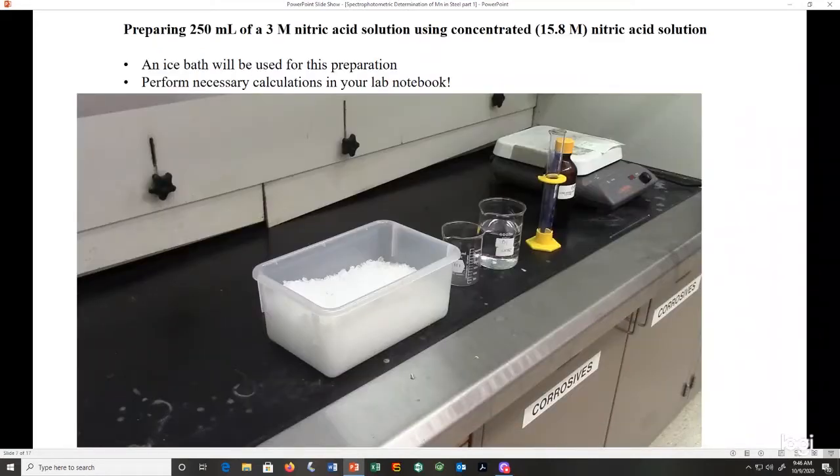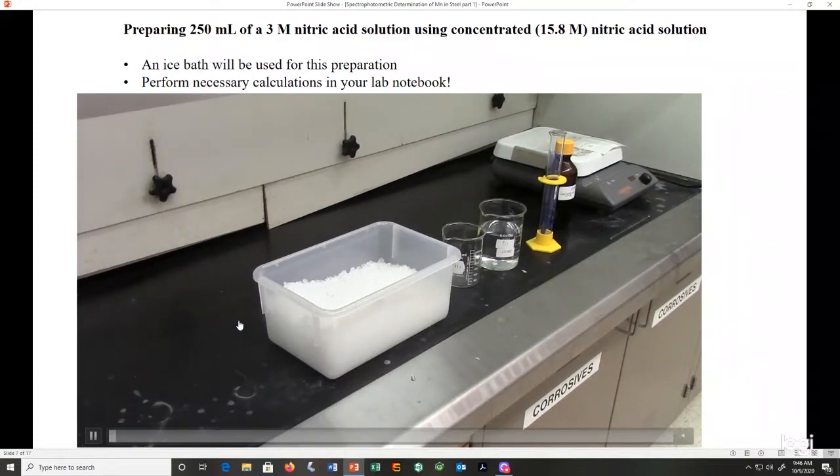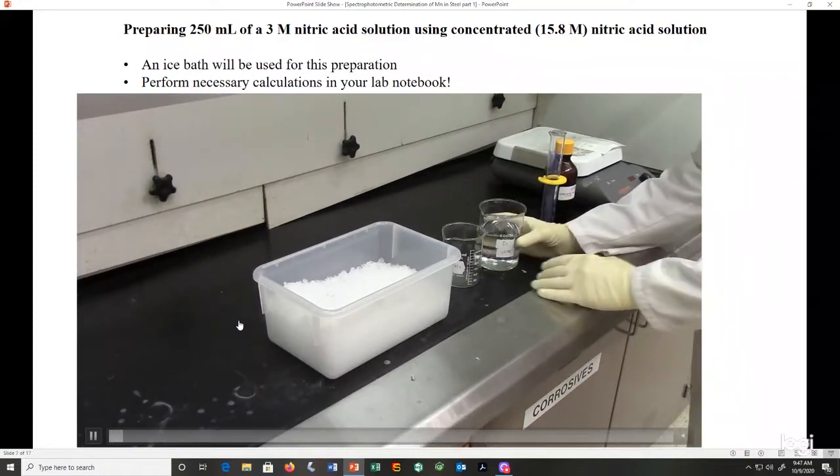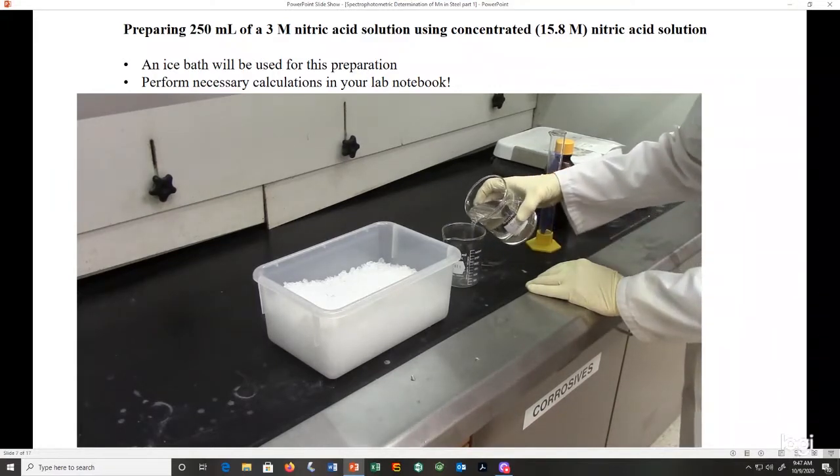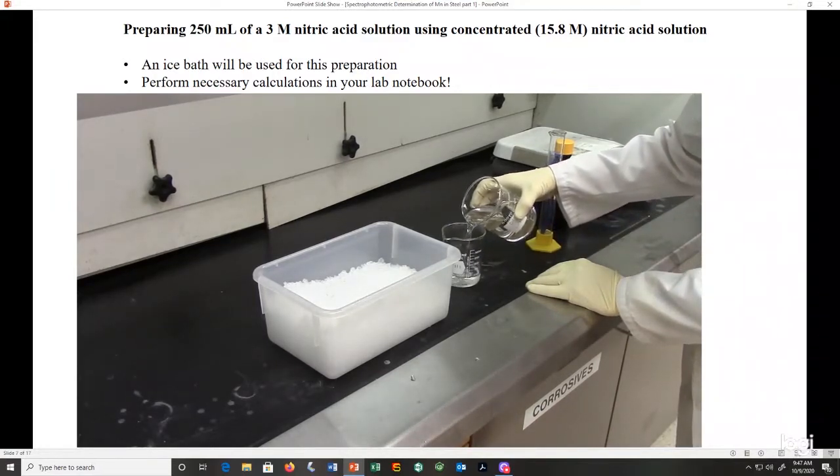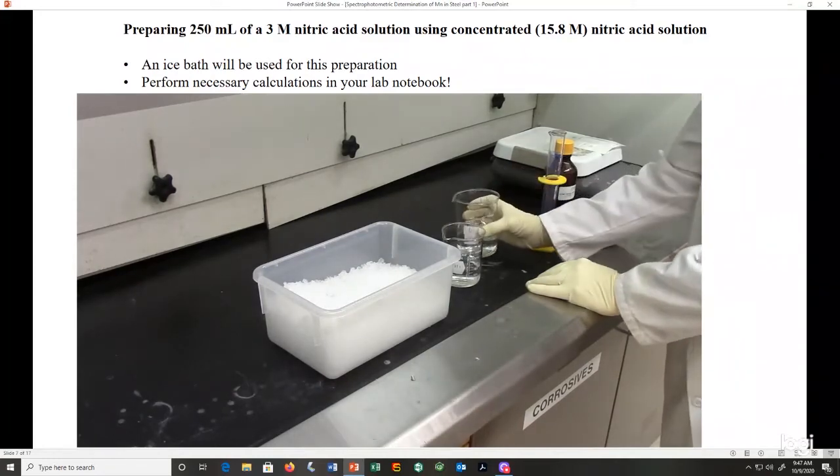So we're going to need to prepare 250 milliliters of a 3 molar nitric acid solution using a concentrated 15.8 molar nitric acid solution. An ice bath will be used for this preparation, and remember to perform the necessary calculations in your lab notebook. When we mix concentrated acids with water, it's a highly exothermic reaction, so we want to make sure that we keep the temperature low for this process, and so we're going to use an ice bath.